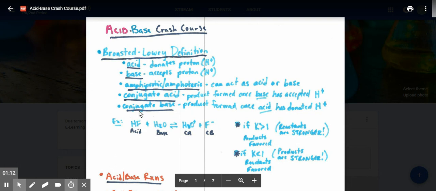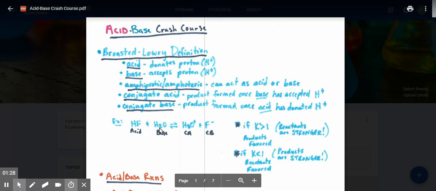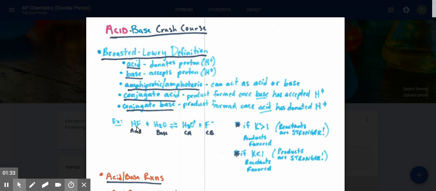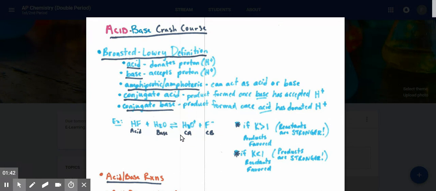So what I did here is I gave you an example. You have HF plus H2O yields H3O+ plus F-. So in here you see that HF is donating a proton, so therefore it's the acid. H2O is accepting that proton, so it's acting as the base. And as a result, the acid, once it has donated the proton, turns into the conjugate base. And the base, once it has accepted that proton, turns into the conjugate acid.